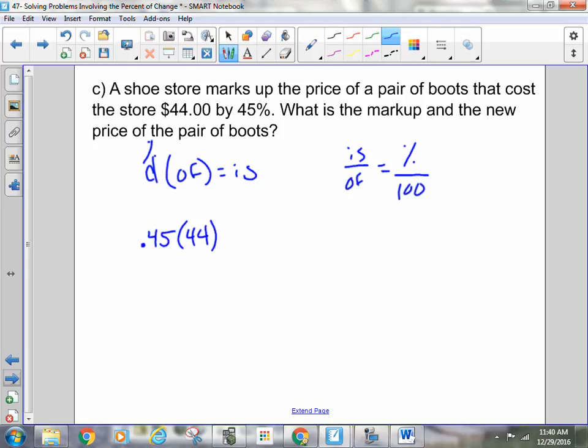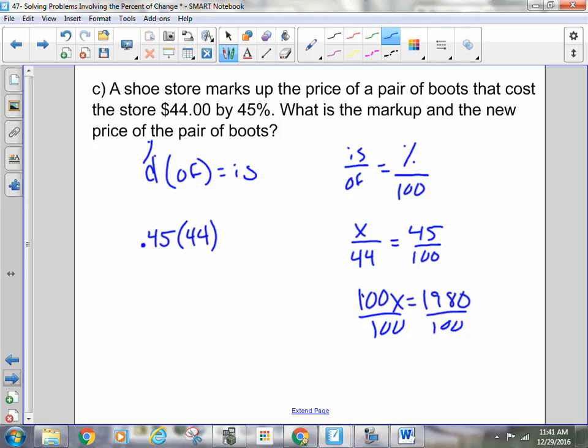Okay, so we need to find out what is 45% of 44. So 2 ways you can do that: 0.45 times 44, or you take 44 times 45. All right, so we get 100x equals 1980, divide by 100, and x equals 19.80. Or we find this here to be 19.8, which is 19.80. Okay, so this is my markup.